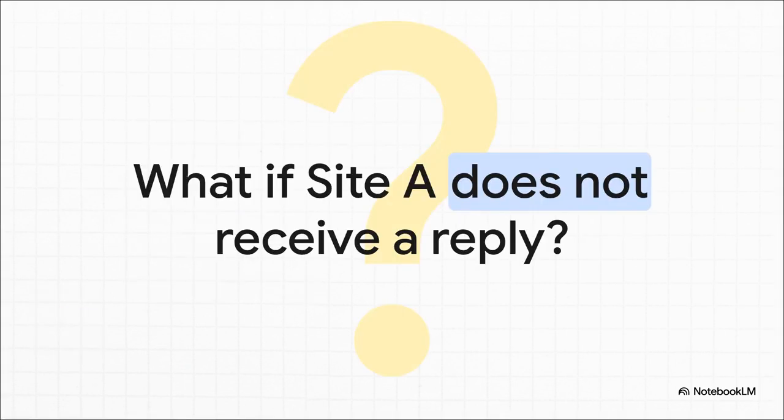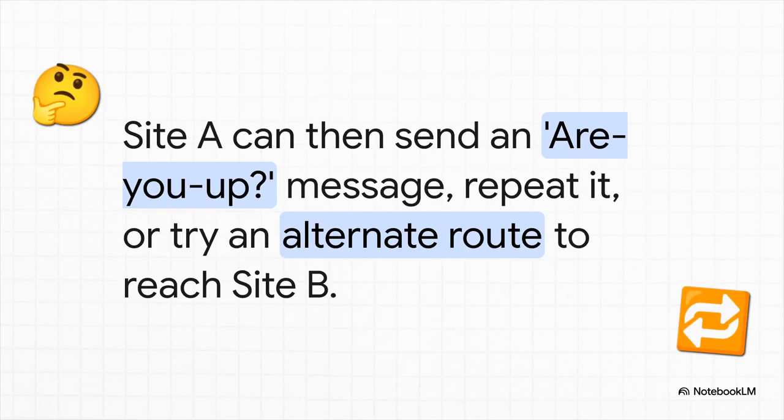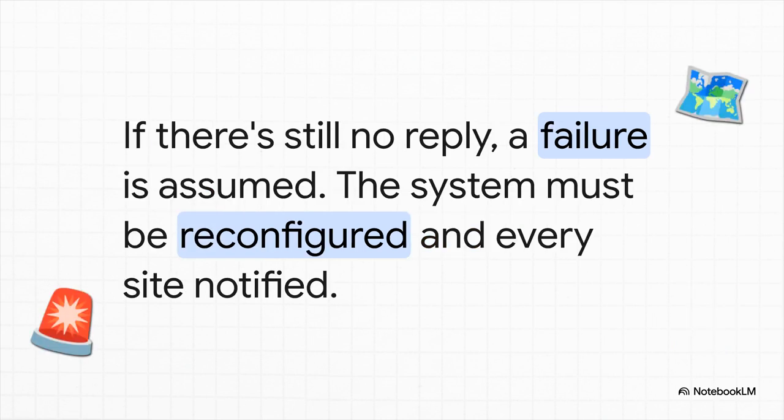But what if Site A sends its message and just hears silence? What happens then? This is that critical moment of uncertainty. Well, it doesn't just throw its hands up and declare a catastrophe. No, it tries again. This time, it sends a more direct question, almost like it's leaning in and asking, "Hey, are you up?" It wants to be absolutely sure before it raises an alarm. And if still there's no reply, okay. Now Site A concludes there's been a failure.